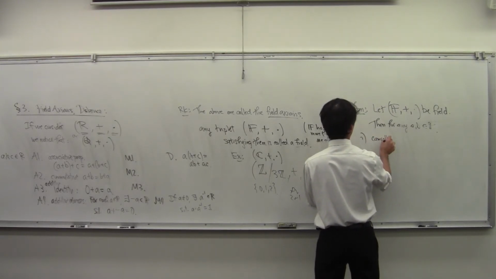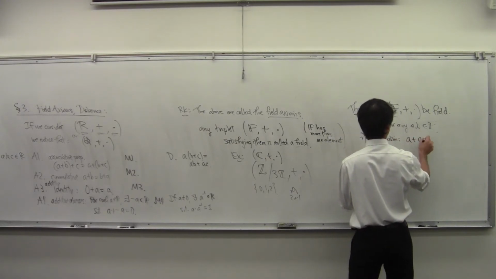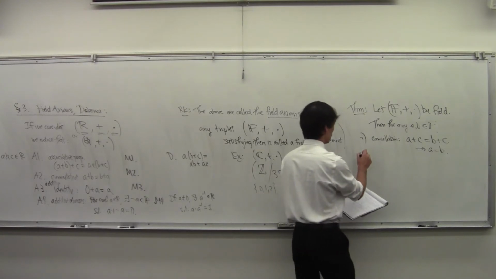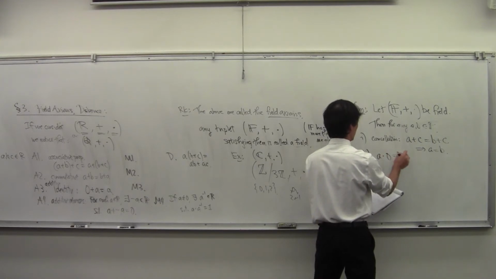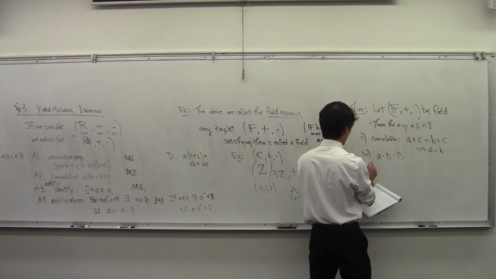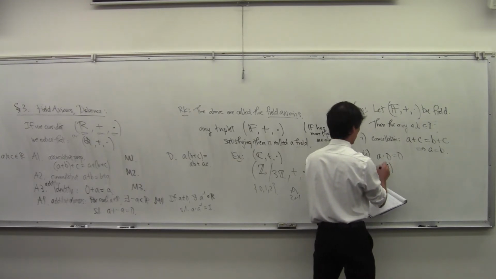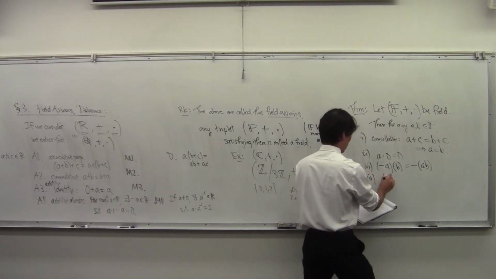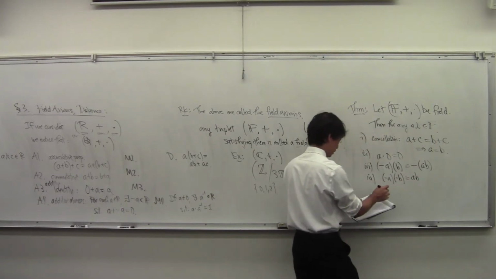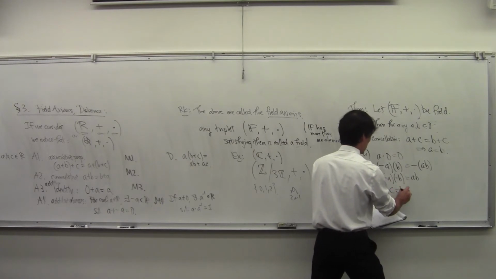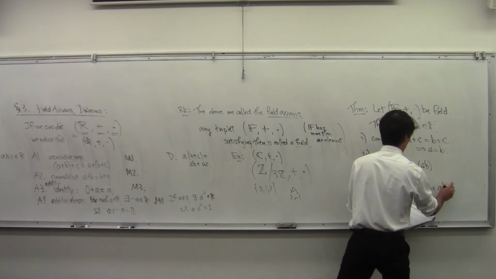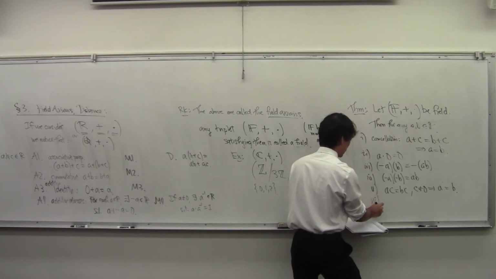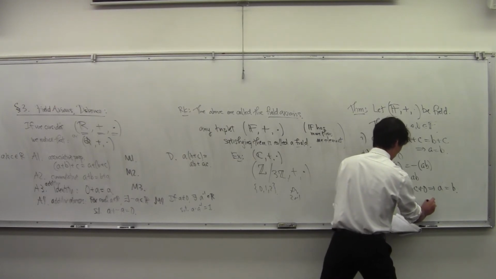So we have a cancellation: if A plus C equals B plus C, then A equals B. You can cancel. Number 2, A times 0 is 0. Property 3, the additive inverse of A times B is the same thing as the additive inverse of AB. Number 4, the additive inverse of A times the additive inverse of B turns out to be AB. Number 5, if AC equals BC and C is non-zero, then A and B must be the same. This is again cancellation, but for multiplication. And 6, if AB equals 0, then A equals 0 or B equals 0.